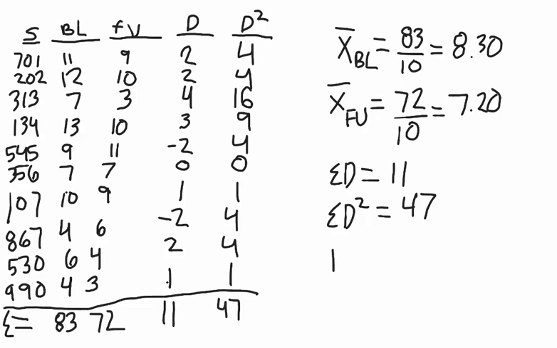And then the next thing I'm going to want to get is the average difference score, or D bar. This is just going to be the average of the difference scores. So if I take 11, that's the sum of the difference scores, and divide it by 10, I'll get an average difference score of 1.10. So what I've done so far is I've gotten the sample mean for the baseline scores, the sample mean for the follow-up scores, the sum of the difference scores, the sum of the difference scores squared, and finally the mean difference score.